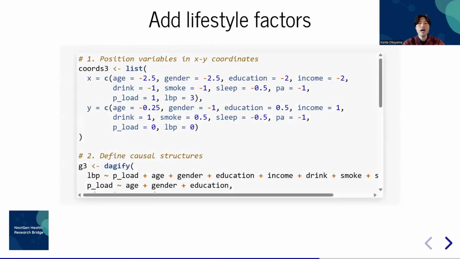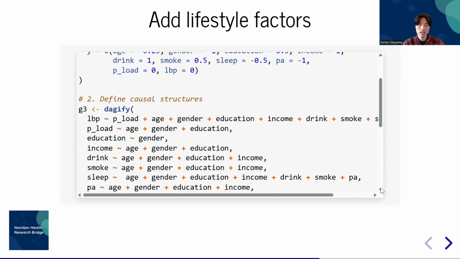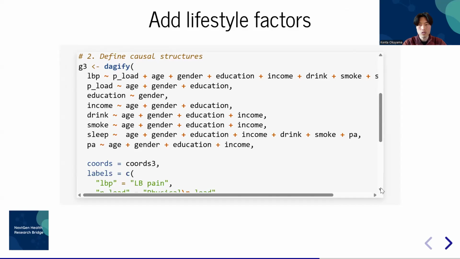Okay, now we add even more variables, lifestyle factors, in addition to socio-demographic factors. We will add drinking, smoking, sleep quality, and physical activity status. We will place them at the reasonable XY coordinates. And after that, we will define causal structure.